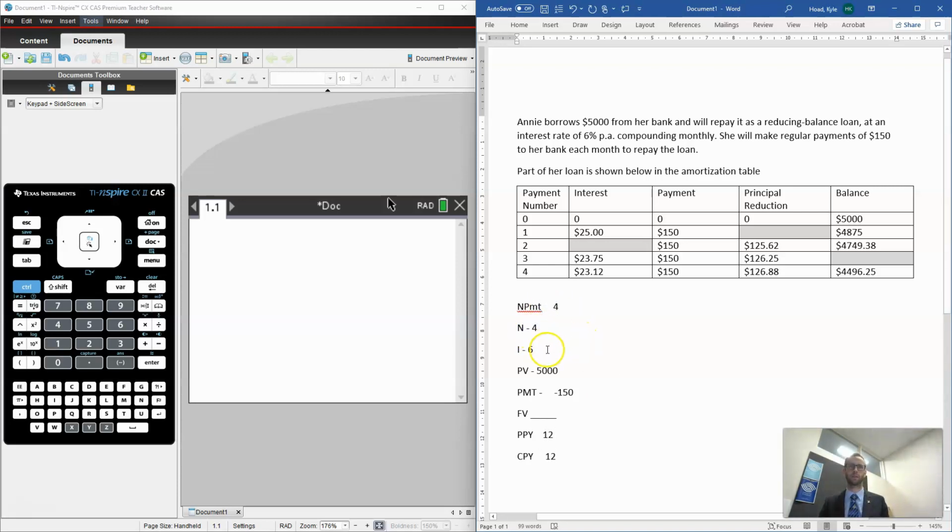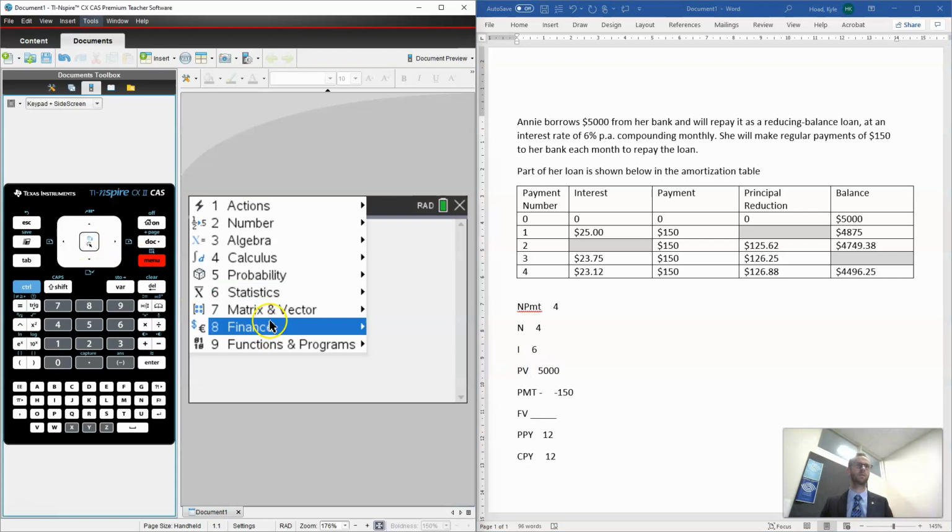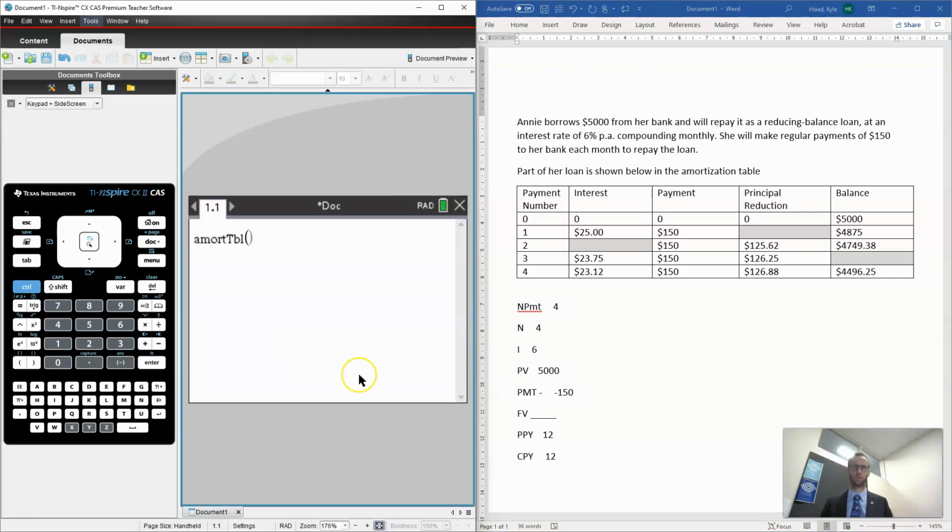So then I go over to my CAS, and I go menu, finance, amortization, table. Number of payments, 4. N is 4 again, because we're not calculating the payment value, we're not calculating the future value, we already know that stuff. Interest rate, 6. Present value, 5,000. Payment, negative 150. Leave a blank for the future value because we don't care. 12 payments per year, 12 compounds per year. You leave a blank by putting 2 consecutive commas in a row. And then you press enter.